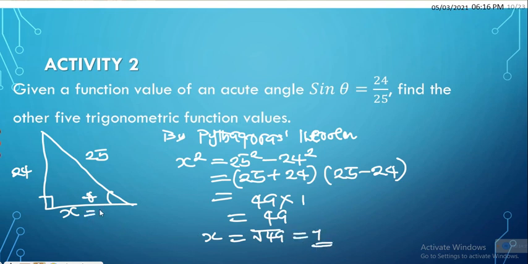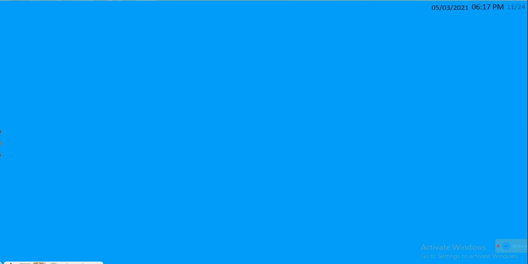So guys, the adjacent is 7, and of course we can label our sides as follows: this is the adjacent, and this is the hypotenuse. So we can find the other 5 trigonometric ratios following this principle.